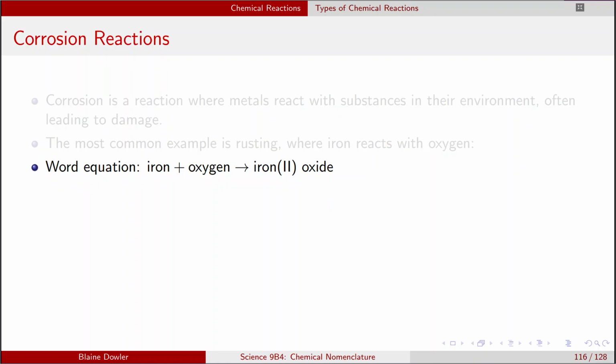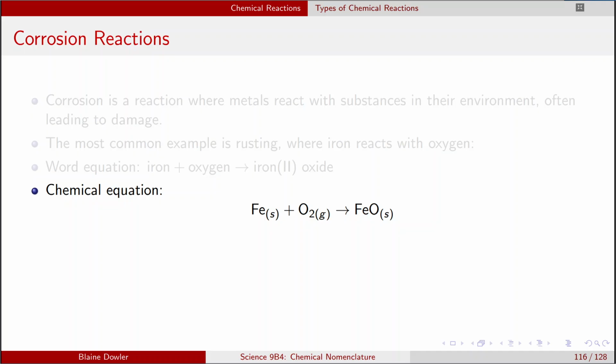The word equation is that iron plus oxygen produces iron 2 oxide. Notice we have that Roman numeral 2 to tell us something about the charge of iron because we have two options. The chemical equation is Fe solid plus O2 gas produces FeO solid. This is not fully balanced.